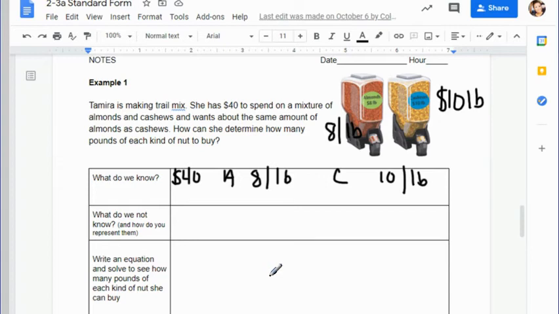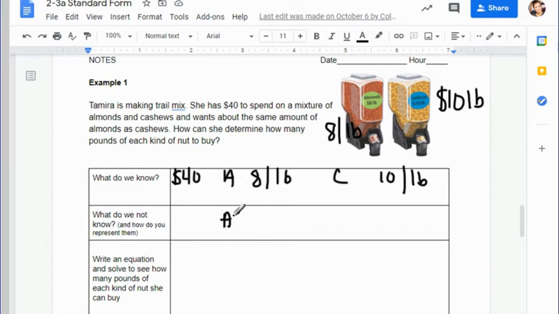What do we not know? We don't know the amount we're trying to get of each. So we just have to assign almonds and cashews a letter. Typically, you'll use X and Y in these equations. I understand you could use A and C if you wanted to, but I'm going to use X and Y.